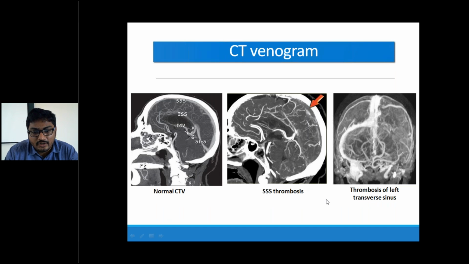This is the CT venogram, right? See, higher level superior sagittal sinus thrombosis, right? Higher level, this is normal. See how the normal superior sagittal sinus is there. Inferior sagittal sinus, inferior cerebral vein, how the vein of Galen is there, how the straight sinus is there, right? So here there is superior sagittal sinus thrombosis there. Okay.